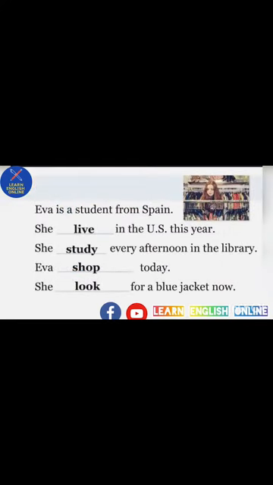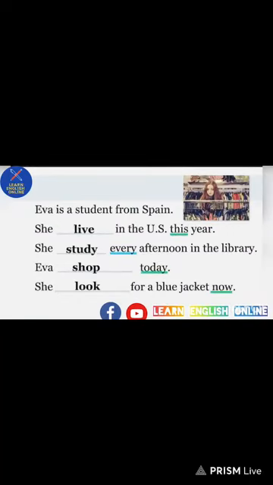Okay, you try. Ava is a student from Spain, and these sentences tell us more about Ava. But the verbs in the blanks are in their simple form. That means we need to change them to fit in the sentences. We need to decide simple present or present progressive. How do we know? Well, sometimes we can look at the picture, and sometimes the other words in the sentences help us. Here, there are signal words. Let's look. This, every, today, and now.